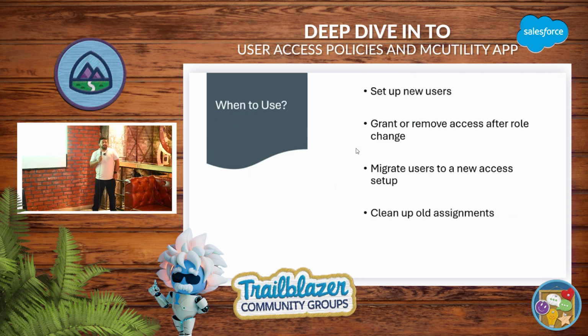Now when do these rules kick in? Whenever a new user is created in the org for some location or permission, these rules will automatically fire and assign those permissions to the user. If they are moved to another role, the rules can grant or revoke the access. They can migrate users to the new access setup, so you need not assign every user a separate set of permissions. It can be done automatically with this feature. And if you want to clean up the old assignments, this will also be helpful.